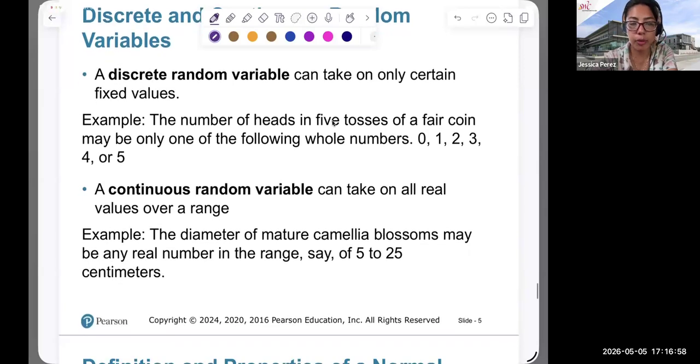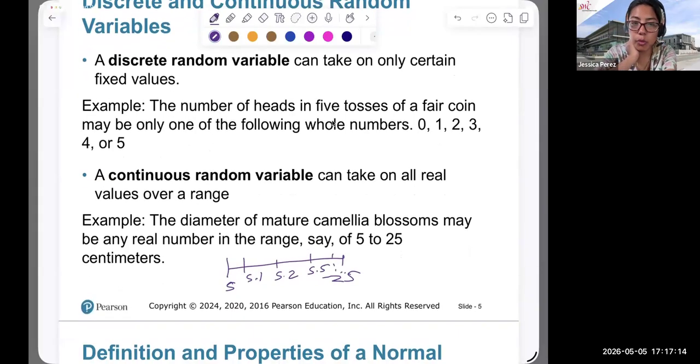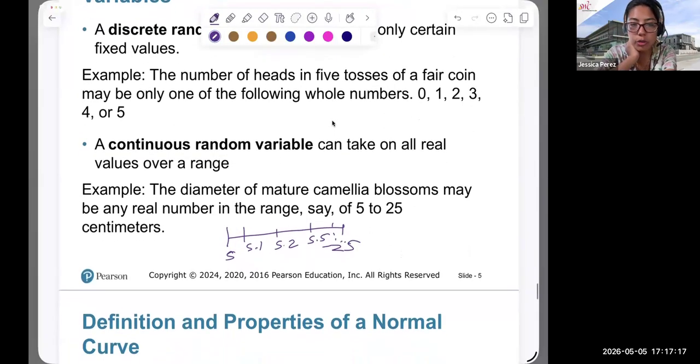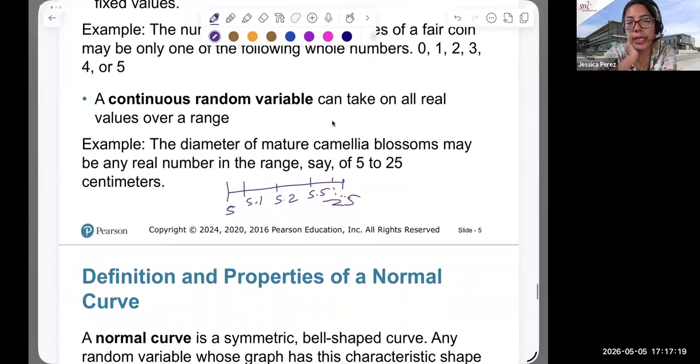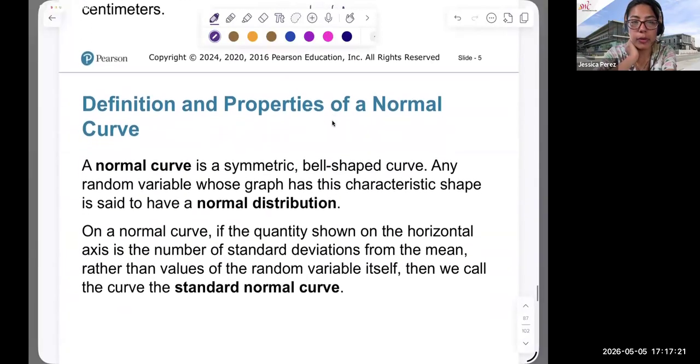So that would be an example of blossoms, right? We say that the range is between 5 to 25. In the range between 5 to 25, there's 5.1, 5.2, 5.5, and so on and so forth. So there are infinitely many values in between 5 and 25, which would make it a continuous random variable.